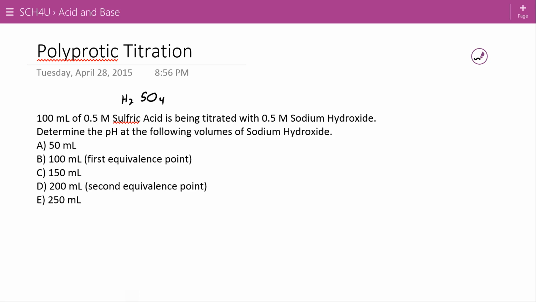And what we're going to do is go through all 5 points of interest. So 50 milliliters of sodium hydroxide. Clearly the sulfuric acid will still be in excess. 100 milliliters of sodium hydroxide, the first equivalence point. 150 milliliters, so in between the first and second equivalence point. 200 milliliters when both of those protons from sulfuric acid are used up. And then finally 250 milliliters where the sodium hydroxide is in excess.